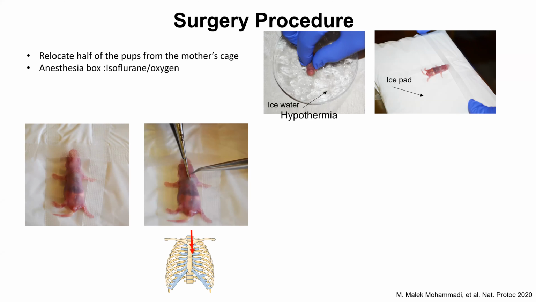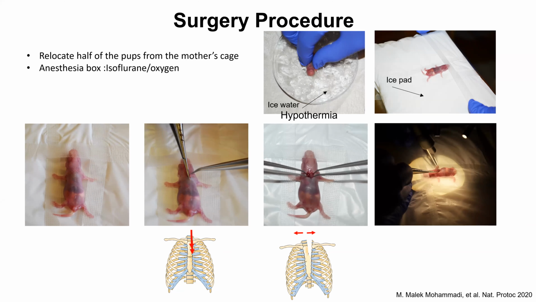And under the microscope, make a skin incision and open the thorax directly at the sternum, a little bit to the left side, and make 2 small cuts until the second rib. And make sure that you are not exceeding the second rib, because this might damage the heart.